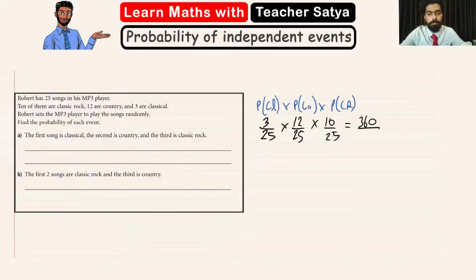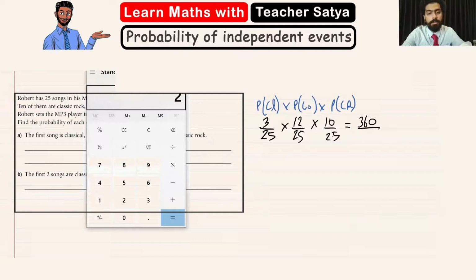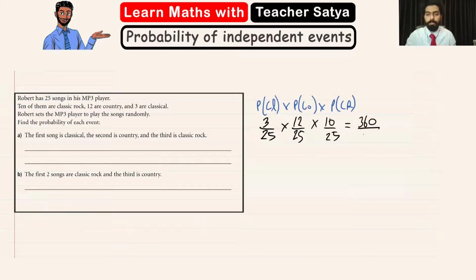If we use the help of a calculator, we would get 15625. So the probability of getting a classical, followed by a country, and then a classic rock is 360 over 15625. Of course you can simplify this fraction if you want, or you can leave it as it is. What this means is that every 15,625 times, we will get this outcome 360 times, according to the probability.